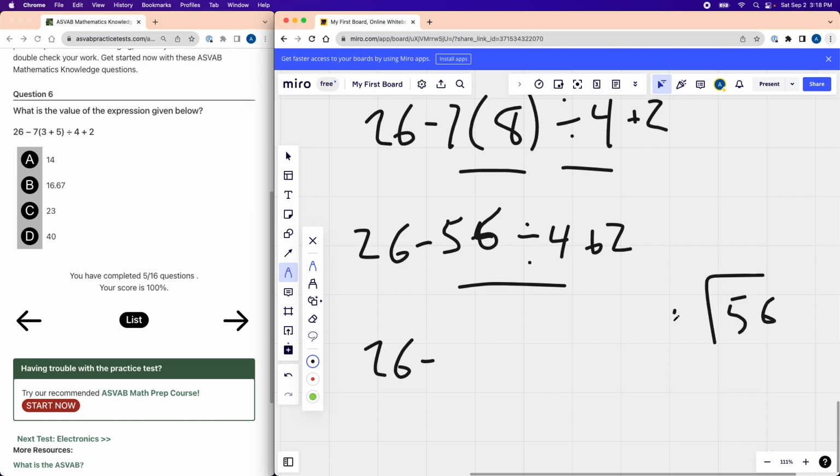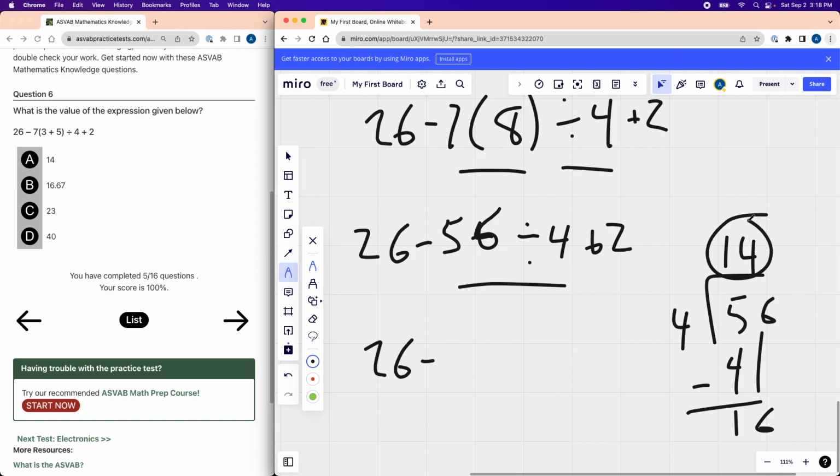56 divided by 4. 4 goes into 5 one time. 1 times 4 equals 4. Subtract, we get 1. 4 can't go into 1, so we drop that 6 down. 4 can go into 16 4 times, so 4, and then that would be 16. We'd be left with no remainder, so 56 divided by 4 equals 14.